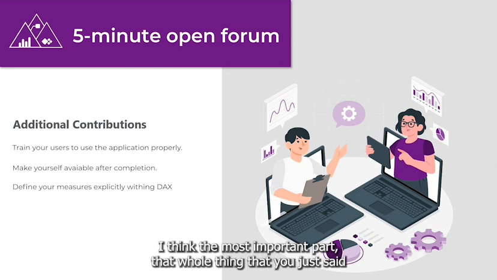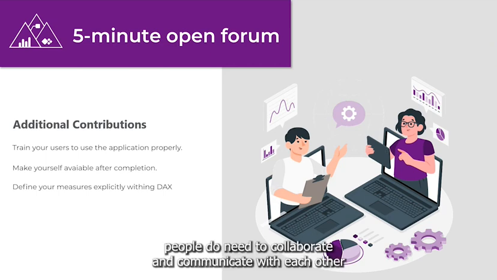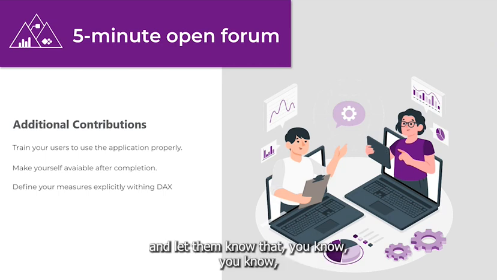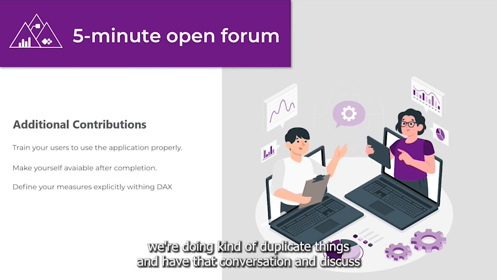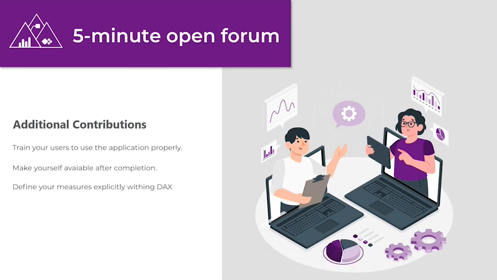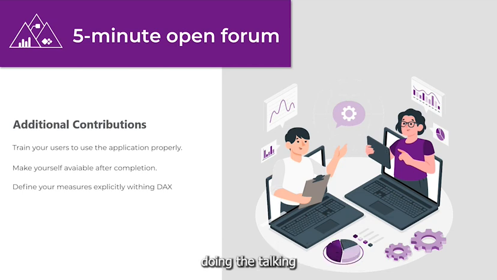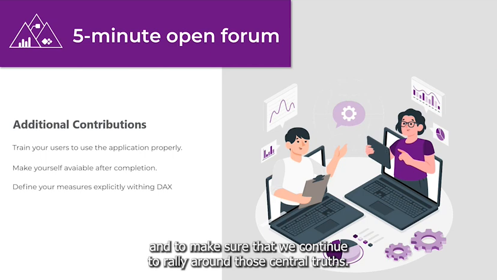Yeah, I think the most important part of that whole thing that you just said there, Deanna, is the collaboration and communication, right? We can put all the technology we want in front of things. People do need to collaborate and communicate with each other and let them know that we're doing duplicate things, and have that conversation and discuss how we're going to get to a single version of the truth. The technology is there to support it, but you need to have the people actually doing the talking to make sure that we continue to rally around those central truths.